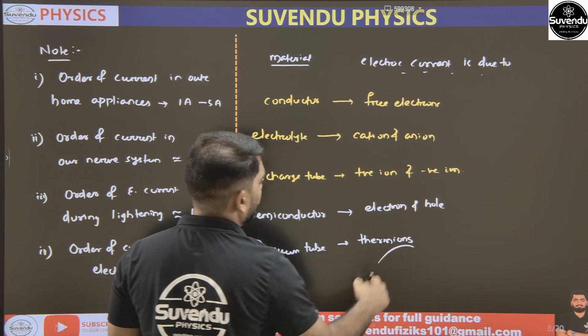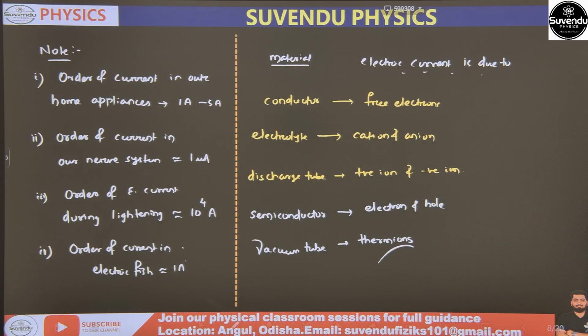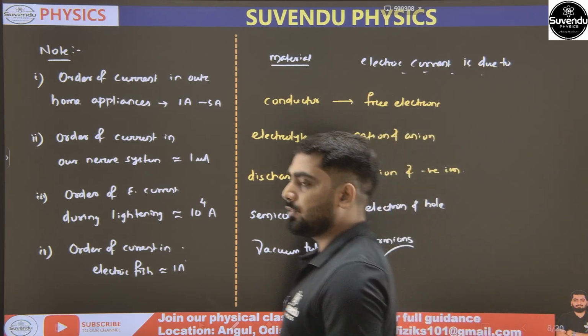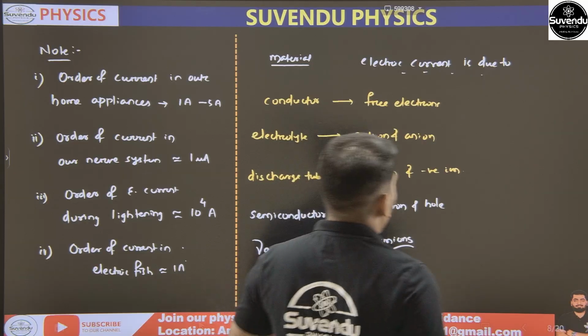Thermally generated free electrons are called fermions. You kindly note it down properly. So these are some materials in which current is established due to all these factors. I think it is clear. Okay, the meaning of fermion is understood. Thermally generated free electrons are called fermions. So this is about our content part.